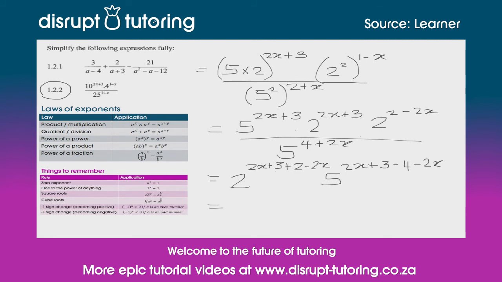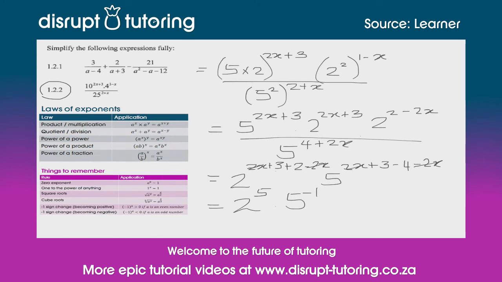Now all we need to do is simplify those exponents. So we're going to keep the 2 there, and the 2x and the minus 2x cancel out, and we're left with 3 plus 2, which is simply 5. And now let's look at 5. So we've got a 2x, and the 2x's cancel again, and there we've got 5 to the minus 1.